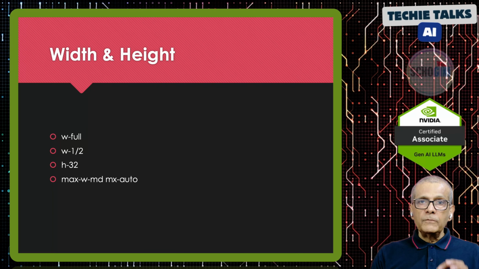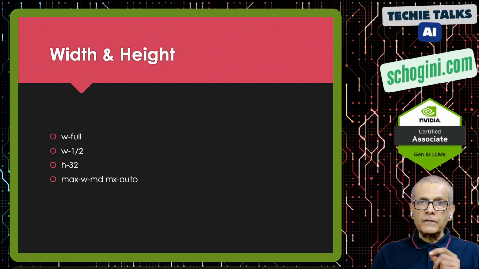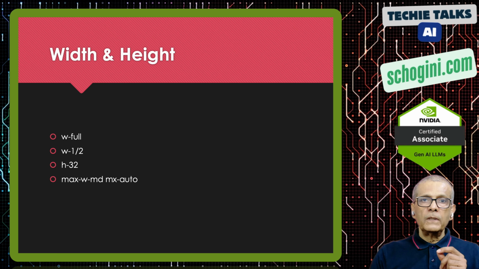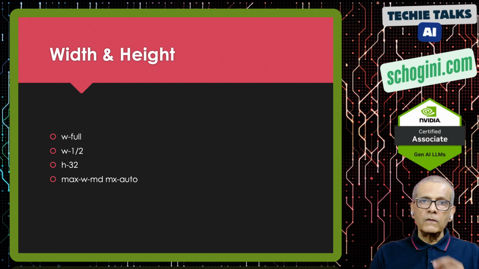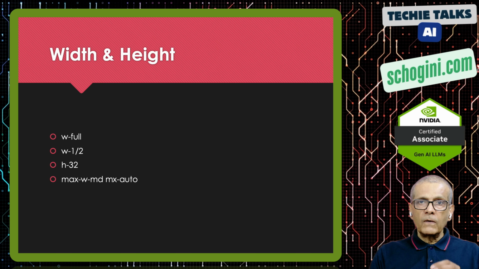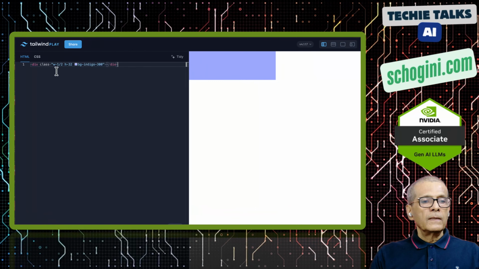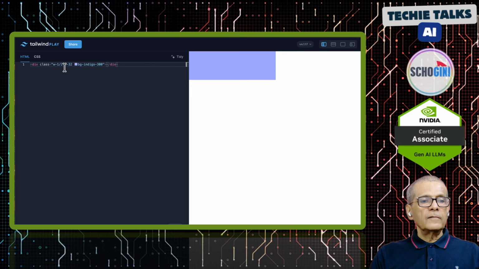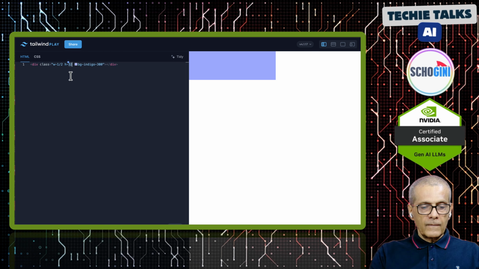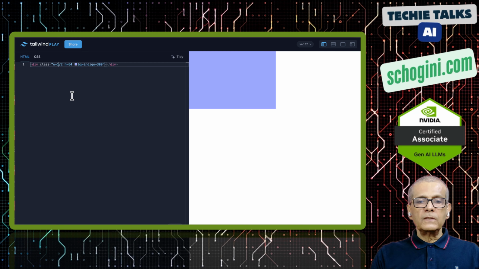Width and height. Tailwind width utilities help you size elements without guessing. W-full, W-1/2, and fixed sizes cover almost all scenarios. Max-W-MD, MX-auto is perfect for centering cards and forms. Okay, so here we have width half and height 32. So height 64. Okay, so this way we can control the size.